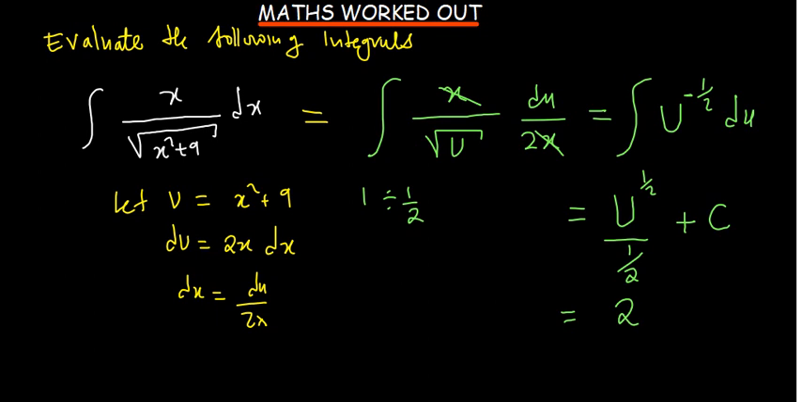So this is going to be 2u to the power 1 over 2. Now we know that 1 over 2 is the same as just the square root of u, plus c. Then we get to substitute back. What is u? u was x squared plus 9. Then plus c. So this is it. Is it okay?